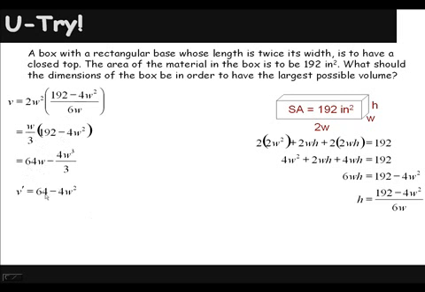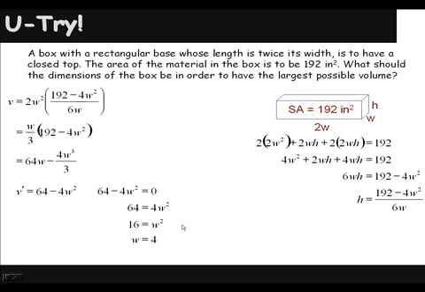Derivative of 64w is 64. The derivative of 4w cubed over 3 is just 4w squared. Let's see where that equals 0. That equals 0 when w is 4 or negative 4. However, w can't be negative 4. We wouldn't have a box with a negative distance on one edge.